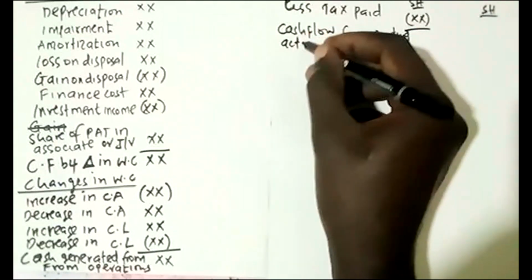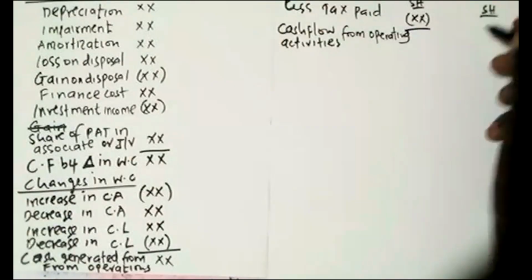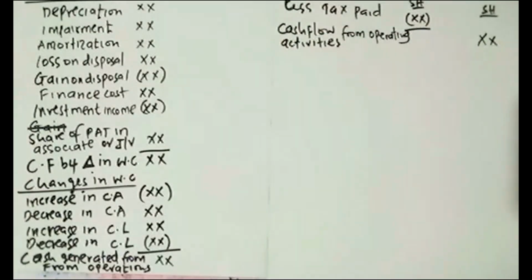So the cash flow from operating activities. In short, under operating activities, and this is the indirect method I'm talking about, that is what I never clarified. This is the indirect method. So under operating activities, when you are doing your indirect method, this is what is supposed to be done. You start from your profit before tax.